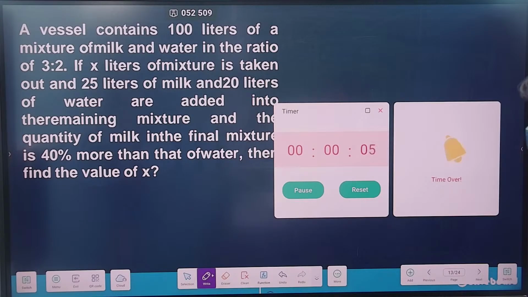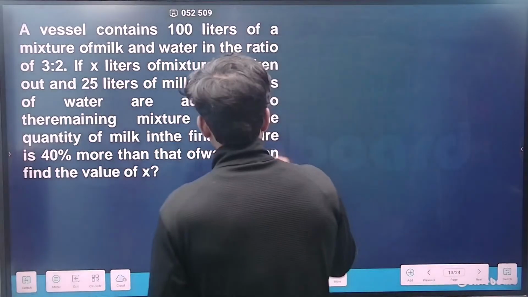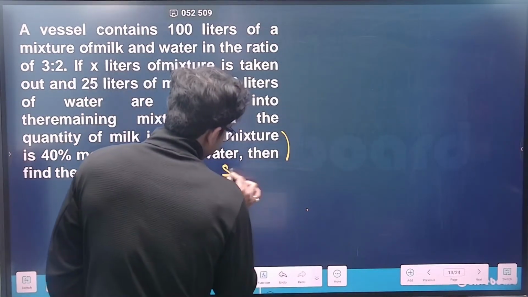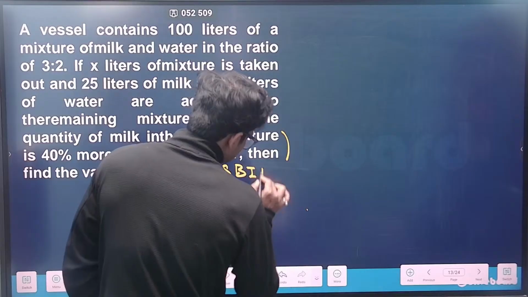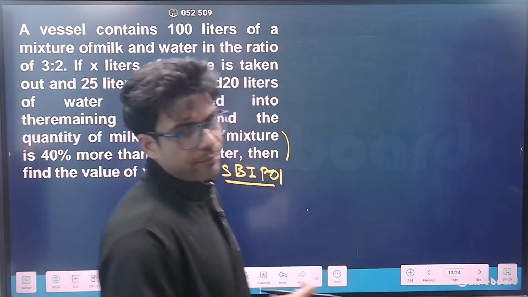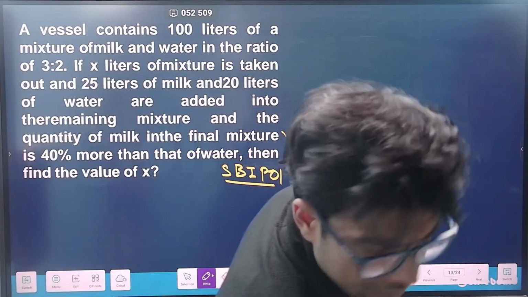Okay, so I think many of you have tried this. If not, guys, see, this is a different kind of problem. This problem was asked in SBI PO. You can just relate how the bank exams ask such questions.